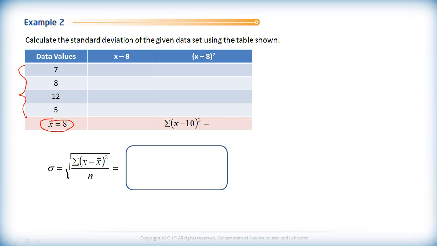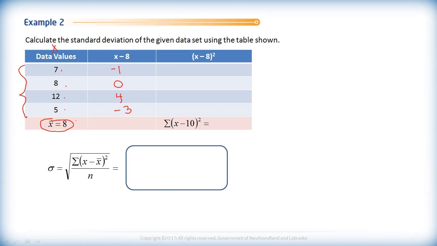It says x bar is equal to 8. All they did there was take the average. 7 and 8 is 15, plus 12 is 27, plus 5 is 32. Divide that by 4, and they got an average of 8. So there's our mean. The next thing we want to do is take all the x values. Remember, all the data values are called the x's, and we subtract the mean from each one. So 7 subtract 8 would be -1. 8 subtract 8 would be 0. 12 minus 8 would be 4. And 5 minus 8 would be -3.